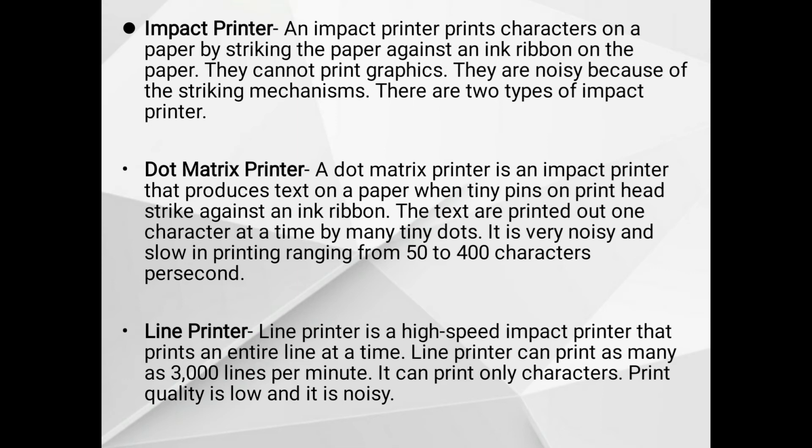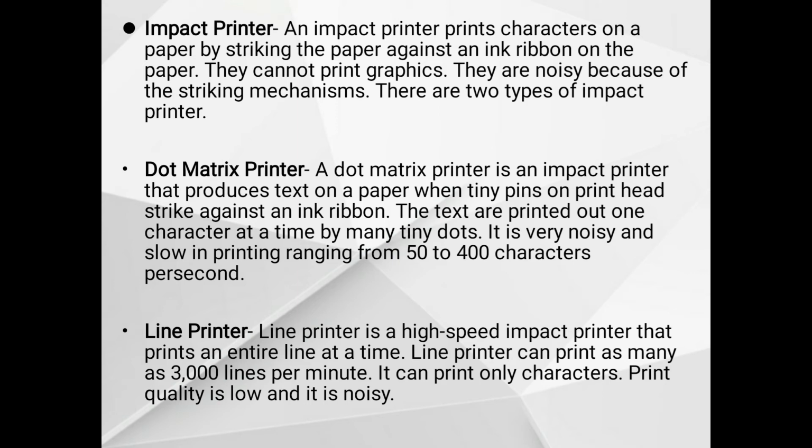This dot matrix printer produces the text using many tiny dots, and the text is printed out one character at a time. One character, that means one alphabet or one letter, is printed out using many dots. It is quite noisy and slow in printing, ranging from 50 to 400 characters per second, that is CPS.